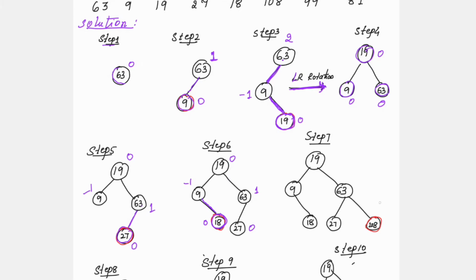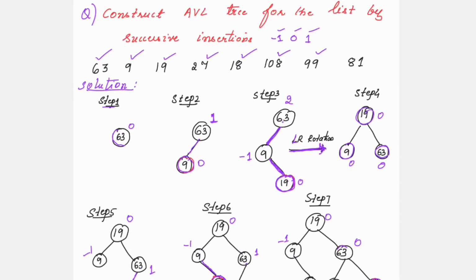So where will you place 108? Presently this was the structure. Now 108 will get inserted to the right side of 63 as it is greater than 63. Check the balance factor for all these. Here you have 0, 0, 0. This is 0 and this one is -1 and this one is 0. Right? Next element is 99.